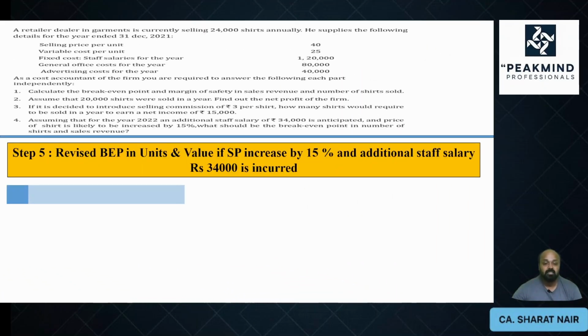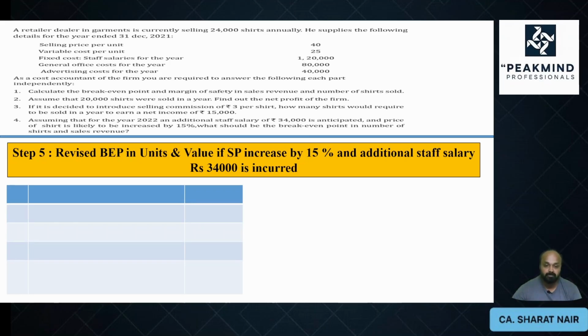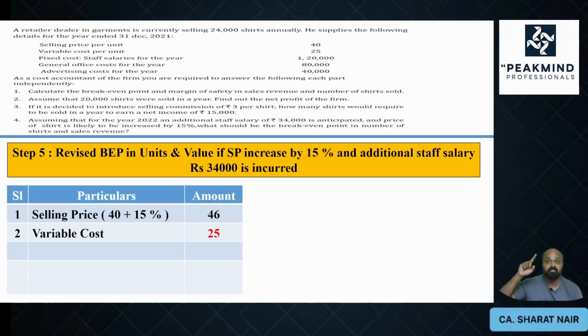Now let's discuss the last part of the question, where they are saying there is an additional fixed cost of 34,000 rupees and the sales price can be increased by 15%. They are asking us to find out the revised break-even point. So my selling price will go up from 40 rupees: 40 plus 15% will be 46 rupees. My variable cost will remain intact, which is the earlier variable cost, because all the situations are independent. What is given in the main part of the question? It is 25. We will maintain that.